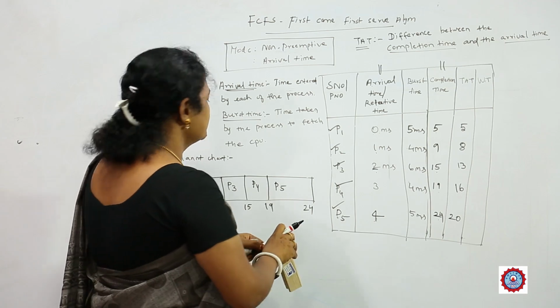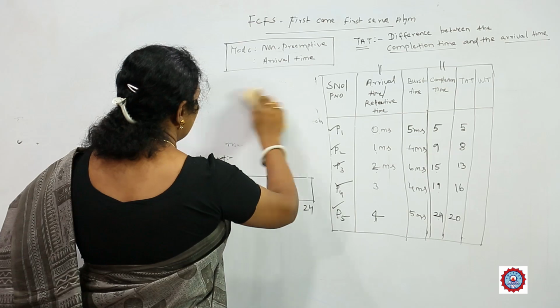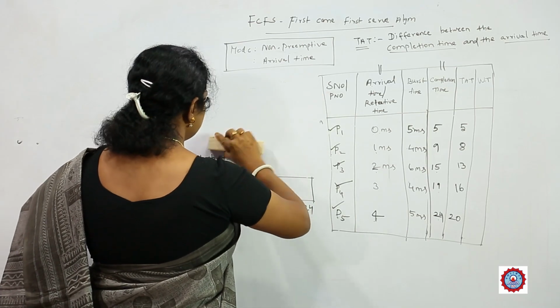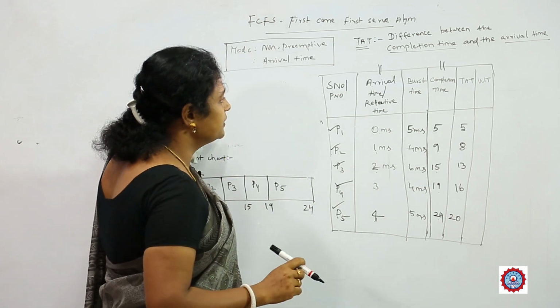Shall I rub all these things, because I think you have taken down the definitions for arrival time, burst time and all these things. So, may I rub all these things.